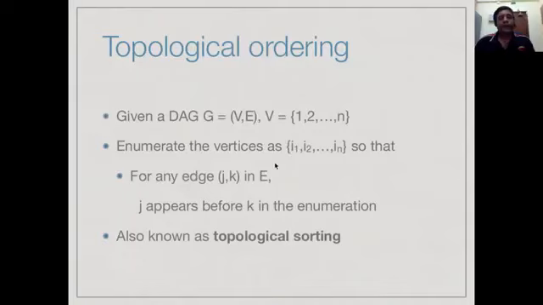Any directed acyclic graph can be topologically ordered. If we think of the vertices as being 1 to n, we can write out 1 to n in a sequence in such a way that for every pair jk which is an edge in my graph, j will appear before k in the sequence. If we think of these as tasks with dependencies, it means that I can do the tasks in such a way that before I do k, I would have finished its dependent task j. This is called a topological sorting.